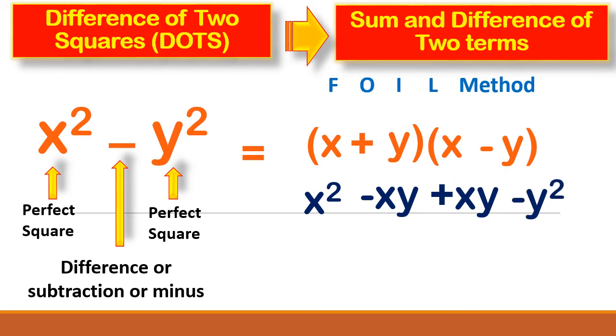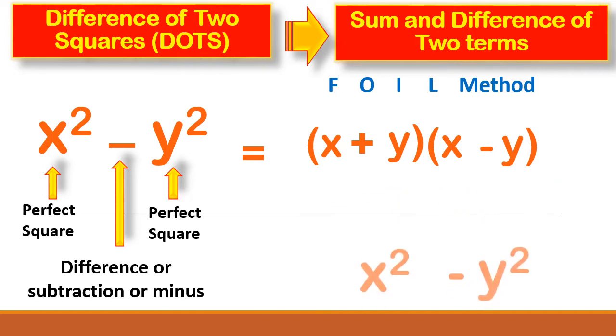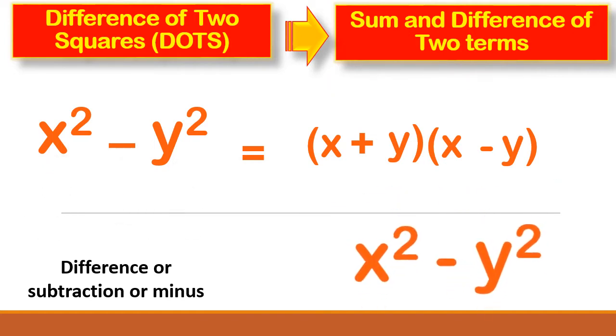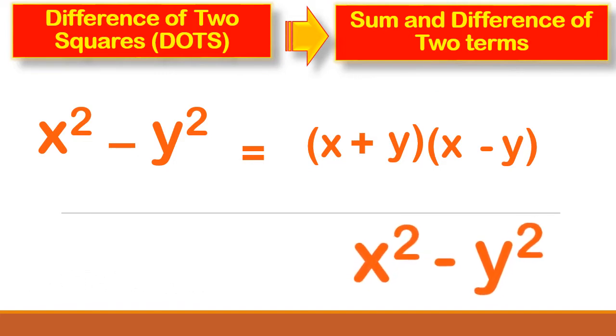So our middle terms are negative xy plus positive xy. So we simply subtract them or cancel them out. So what's left is x squared minus y squared, which is a difference of two squares. So again, this is what we started with.